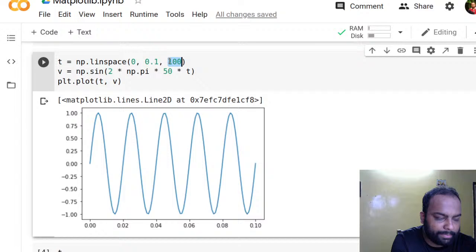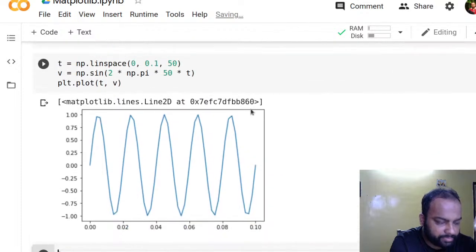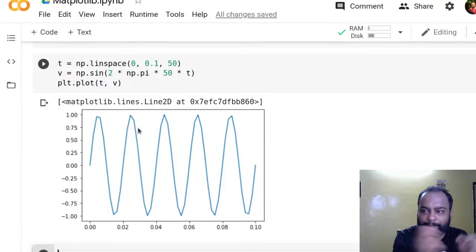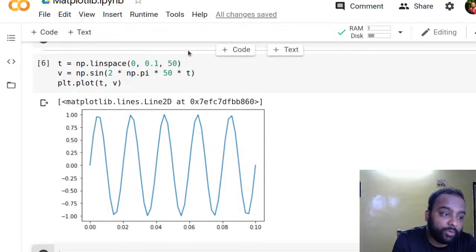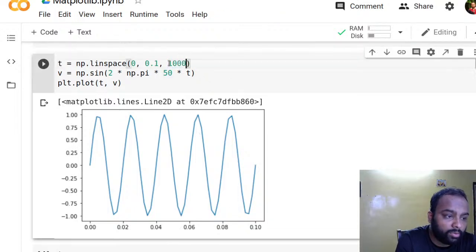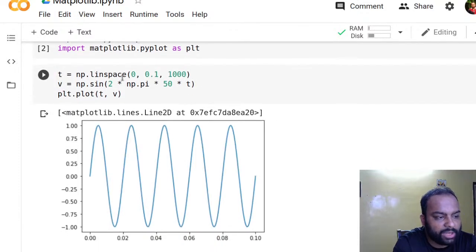So what if I take fewer points? Maybe I want to take 50 points here and then I plot. If I do that, look at the plot, what happened? In this entire array, I have only 50 points. So the spacing between the points in the time axis is not sufficient for us, and because of that the plot is not smooth. If you want a smoother plot, you would want more points, so maybe 1000 points. So now I have taken 1000 points within that gap, and now I have a nice looking sine wave.